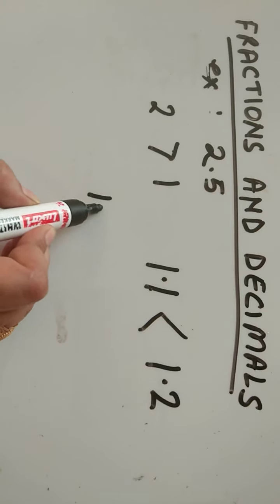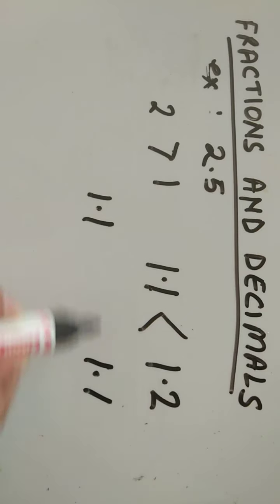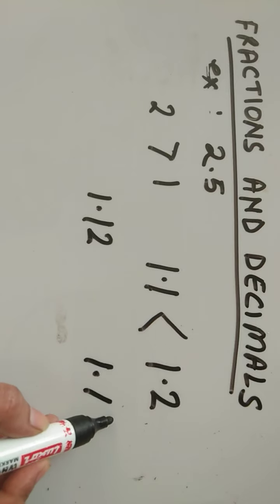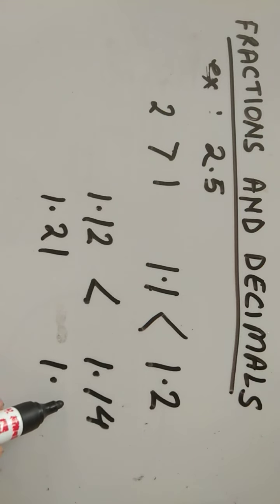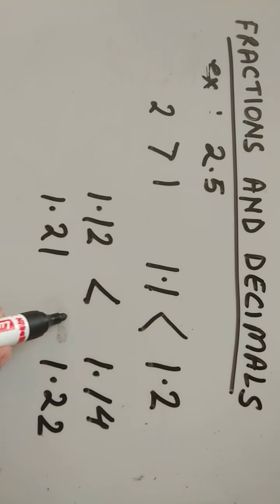If we have 1.12 and 1.14, in that case 1.14 will be the greater one. Similarly 1.21 and 1.22, this one is greater. So we continuously compare the numbers after the decimal point.